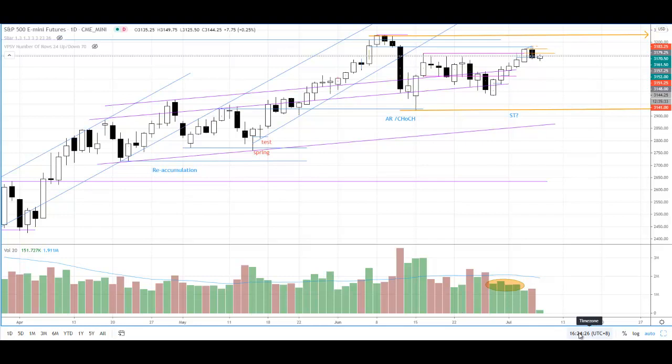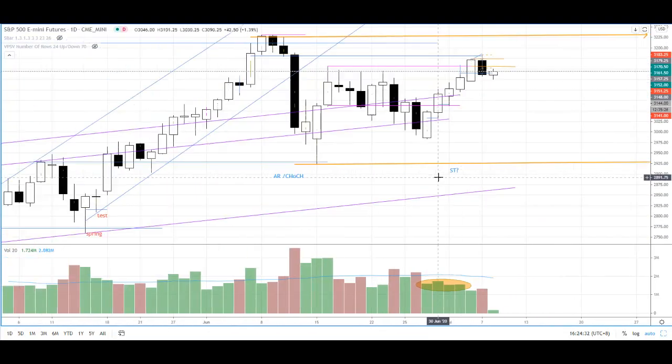And going forward, I will cover the bias, the key levels to pay attention to, and also the potential setup for the session later. Alright, so let's just get started.